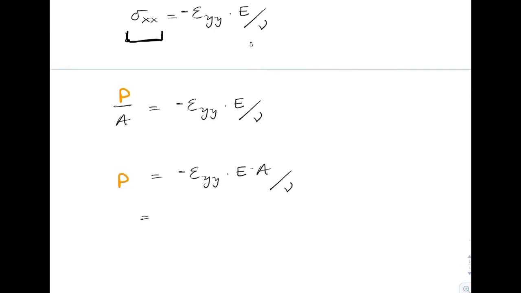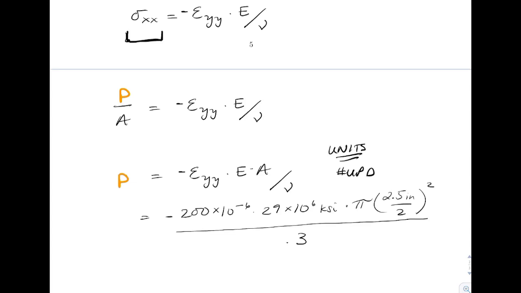As we look to plug in our values, we want to keep our units. We call it the UPD, the Units Police Department. So you want to keep your units consistent. Let's look at what our units become. We've got units of strain, which are unitless. We've got E, which is 29 times 10 to the 6 KSI. Cross-sectional area, use 2.5 divided by 2. That's going to be in inches. So those inches squared will cancel with those inches. And in the end, we'll end up with kips.